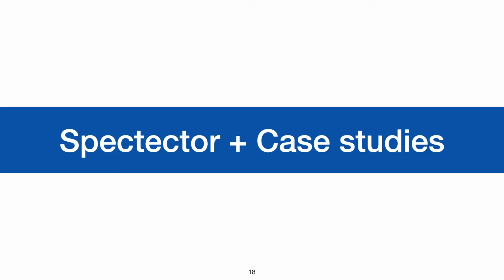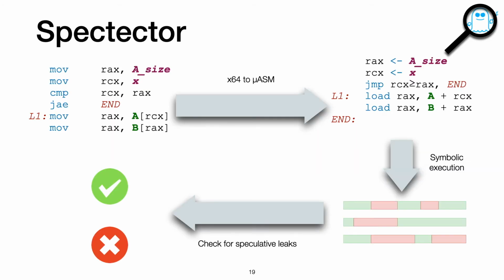So to conclude, I would like to present Spectector, our tool for automatically proving speculative non-interference, and two case studies. We implemented our analysis in Spectector, a tool to automatically prove whether programs satisfy speculative non-interference. Spectector consists of a front end that translates x64 assembly programs into microassembly, an assembly-style intermediate language, and of a backend implementing the process that I mentioned before.